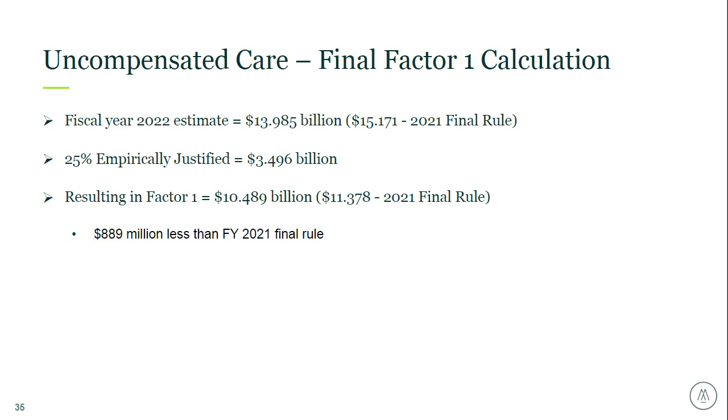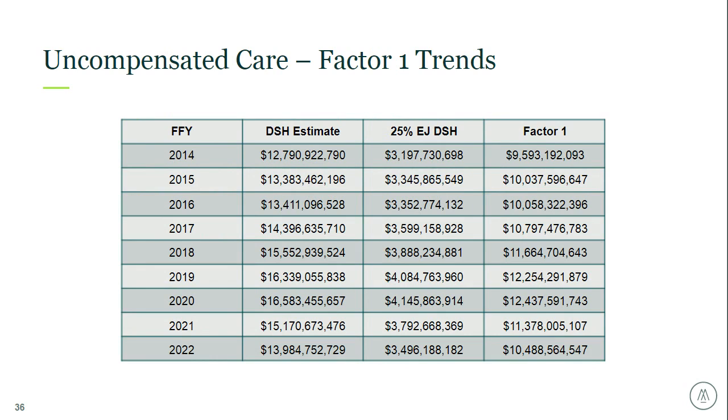So here's a view of factor one from a trending standpoint since 2014. Factor one was increasing at an average of about 4.6% through 2020 before falling dramatically in 2021, an 8.5% drop. And now in 2022, another 8% drop. But remember, the baseline period for the 2022 projection is DISH from the fiscal year 2018 cost reports.